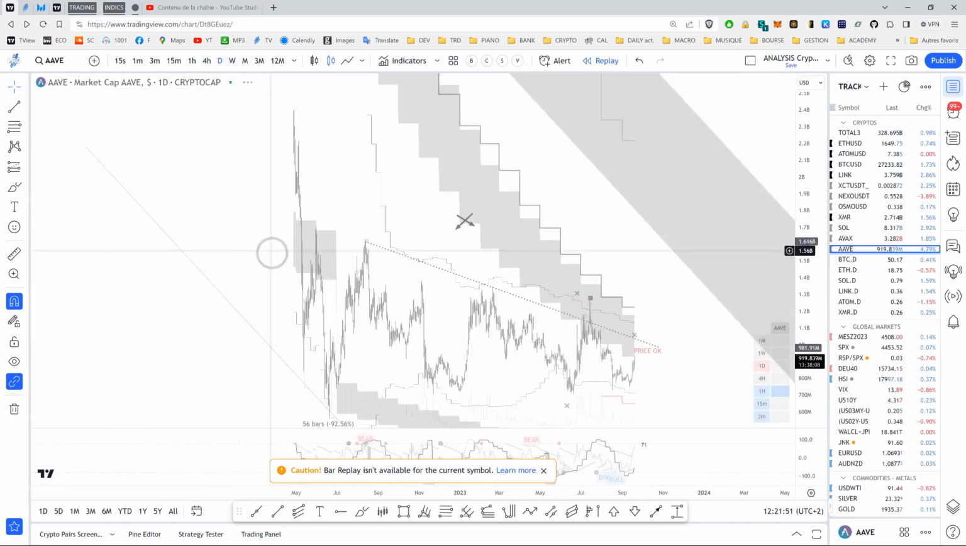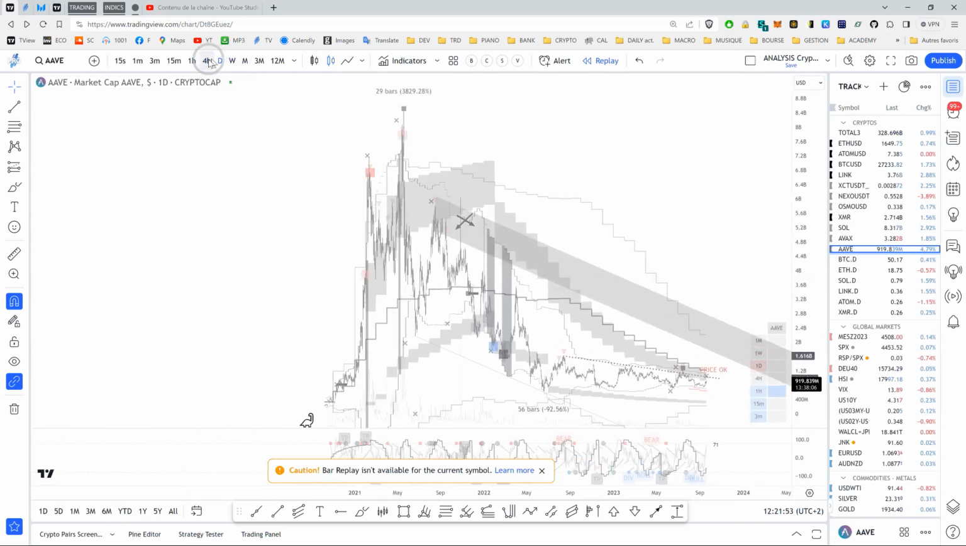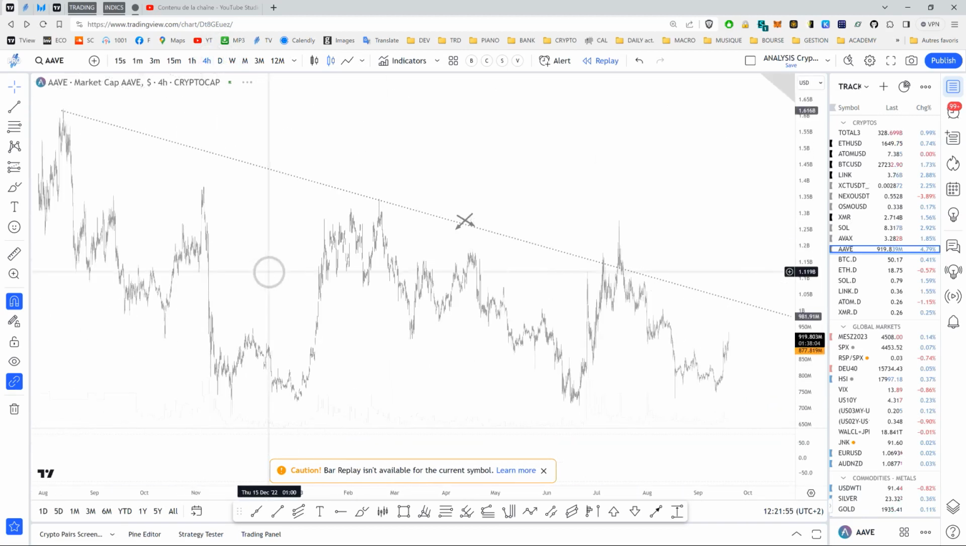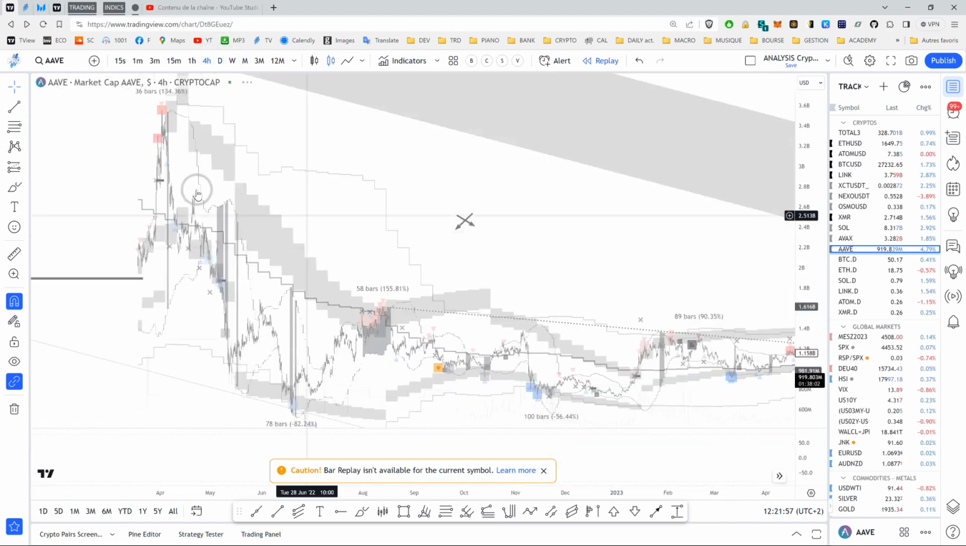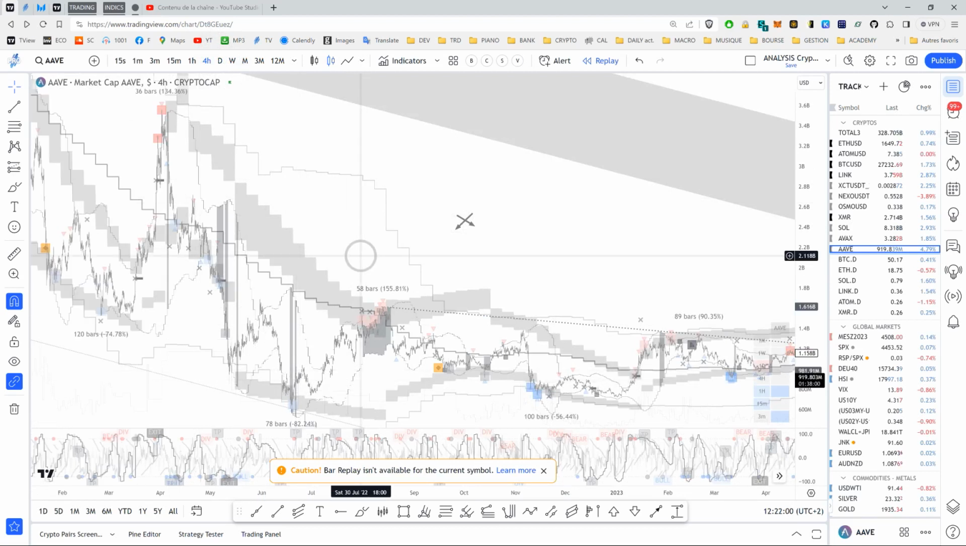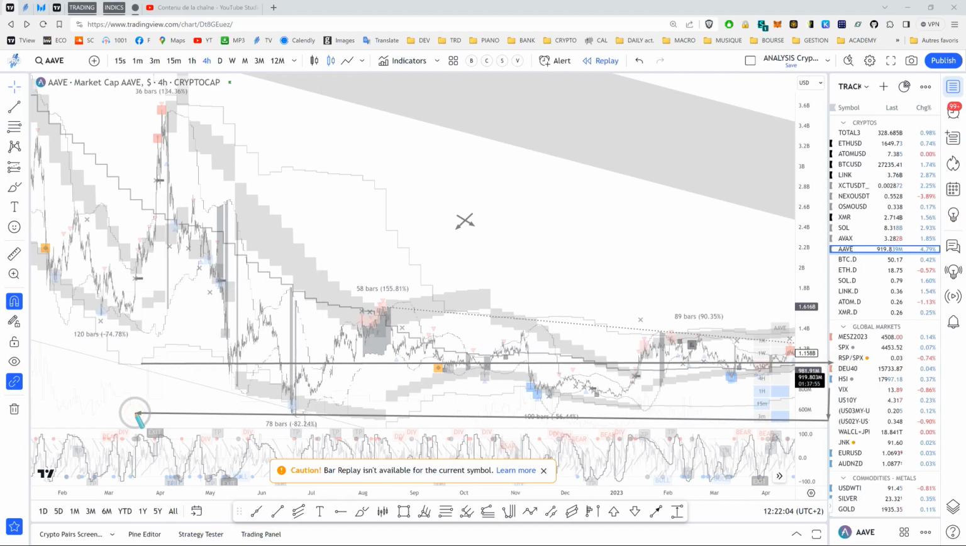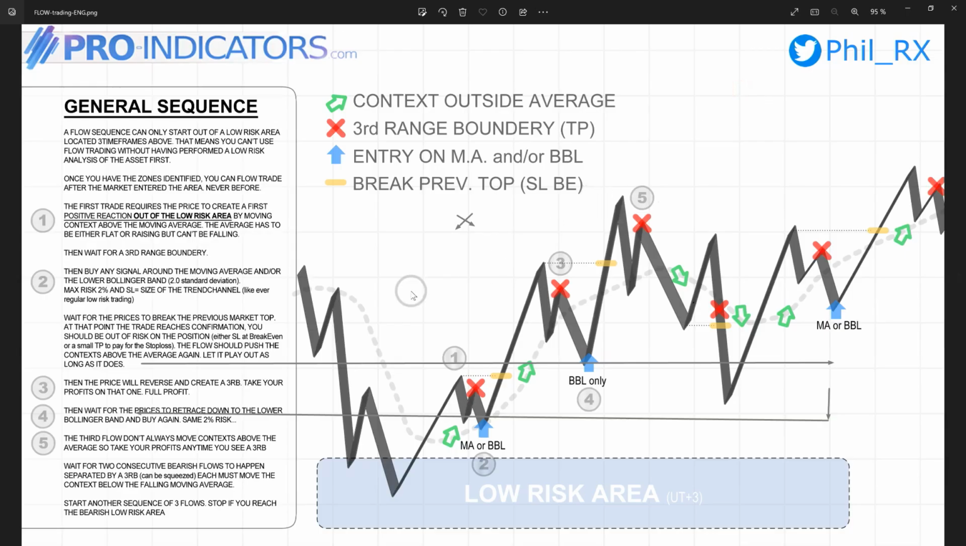We go into the daily chart, so we have a bigger picture of this thing, and then the 4-hour, which is where the flow sequence happened. The first thing we want is to see a first bullish reaction. This is the big long-term support. Let me just gather up the chart. All right, here we go.